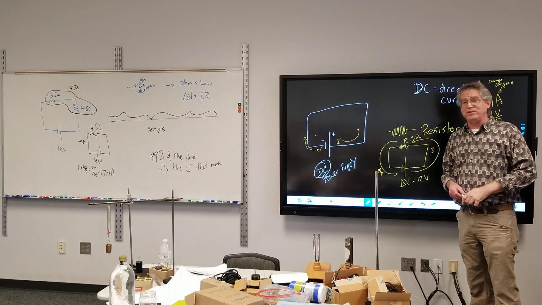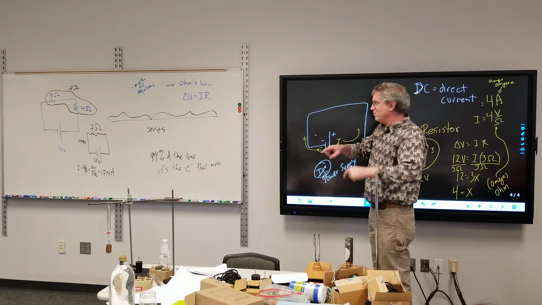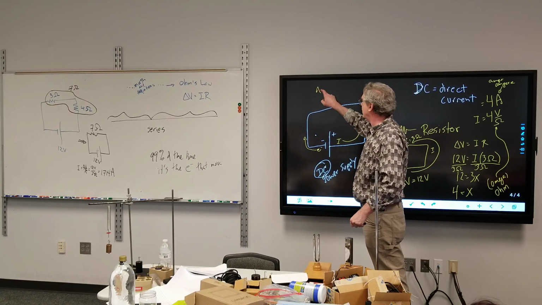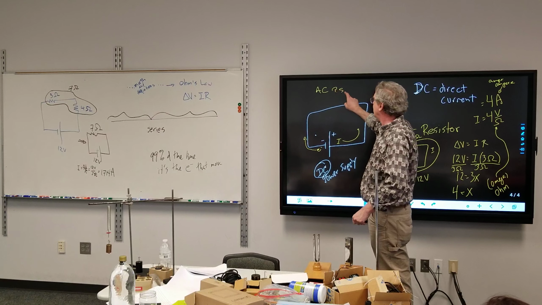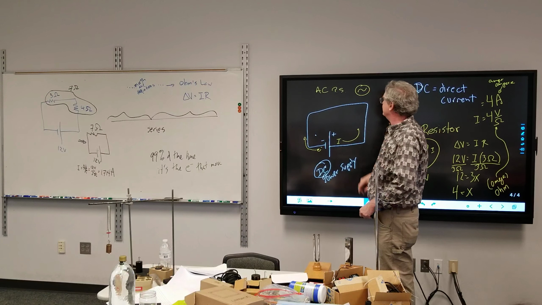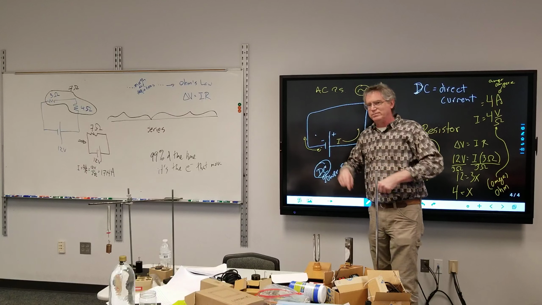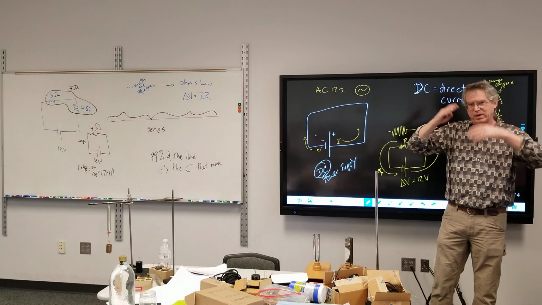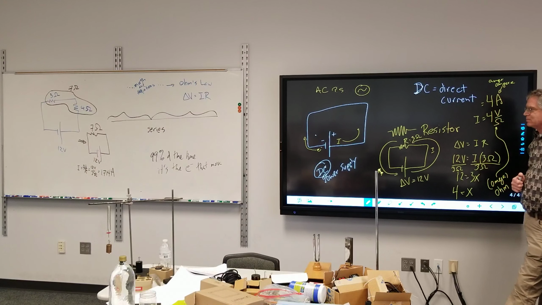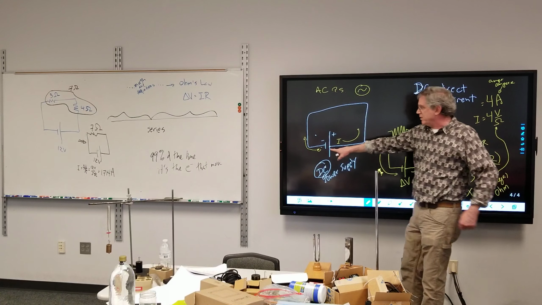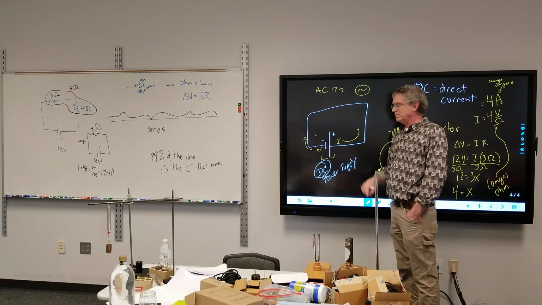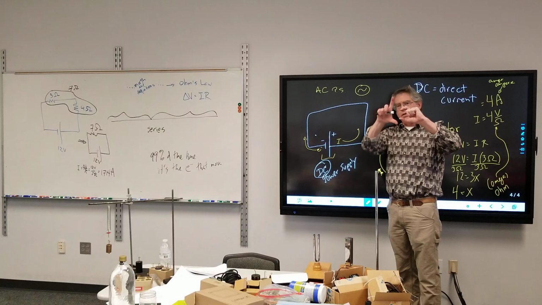Now, the symbol for an AC power supply, because it's oscillating back and forth, is basically a circle with a little wave in it. It indicates things oscillating back and forth. Does DC have a symbol then? Yeah, that's the symbol right here. That's DC. You have the short line and the long line.